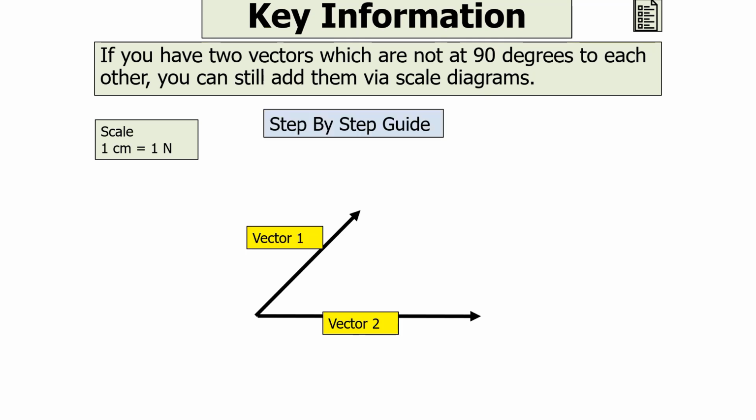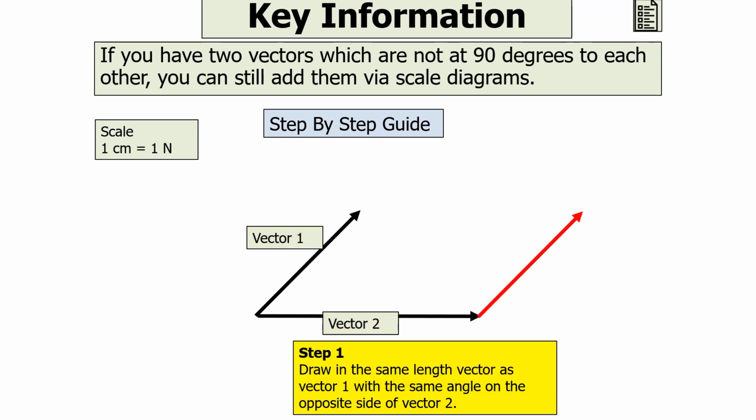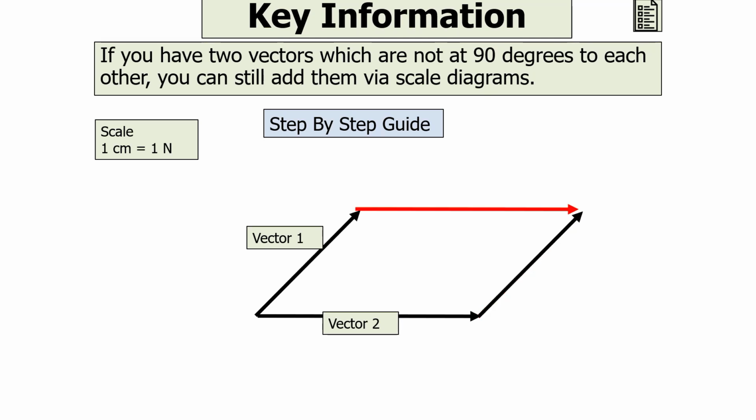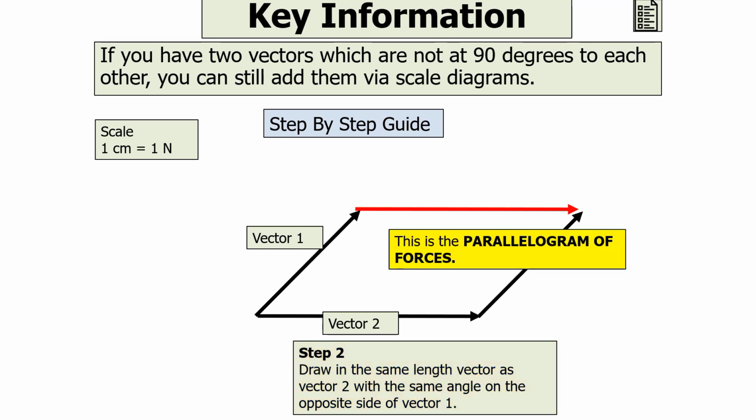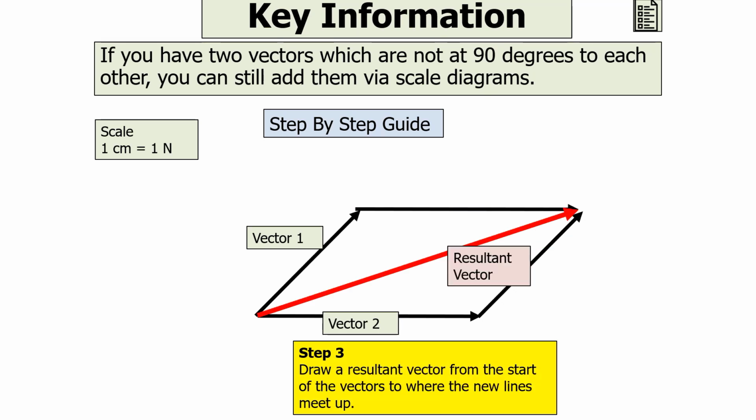So you would set up your two vectors, vector 1 and vector 2. Then in your first step, draw in the same length vector as vector 1 with the same angle on the opposite side of vector 2. You would then do the same, in the sense you would draw in the same length vector as vector 2 with the same angle on the opposite side of vector 1. With that, you've produced a parallelogram of forces. You would then draw in a resultant vector from the start of where the vectors are to where the new lines meet up.